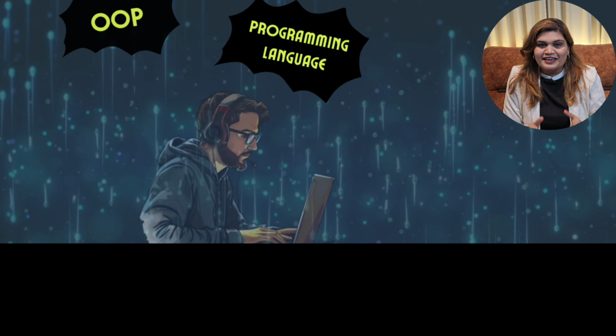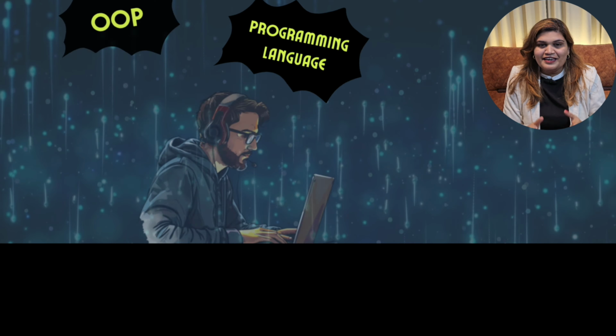Let's jump right in. First off, what is a programming language? It's a way for us humans to give instructions to computers. Each language has its own rules, syntax, and best use cases. But not all languages are created equally. Some are close to the machine, others are more abstract and human readable.